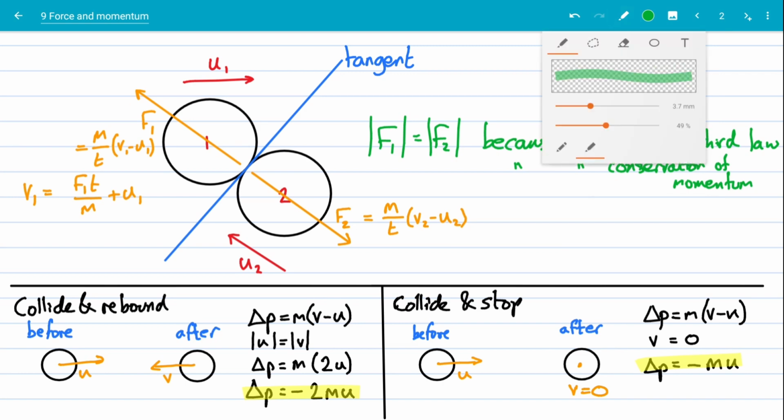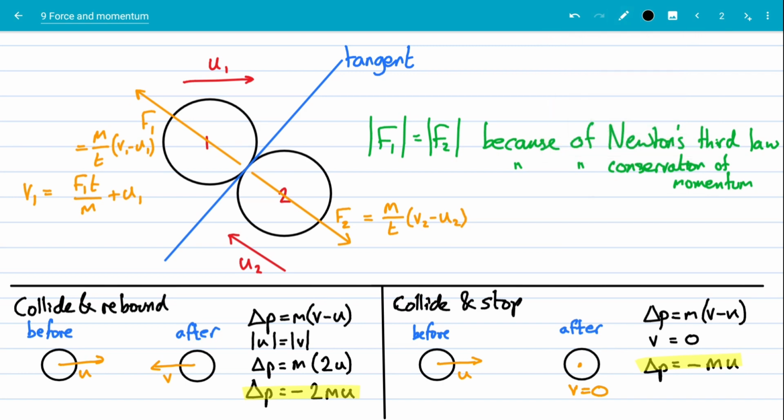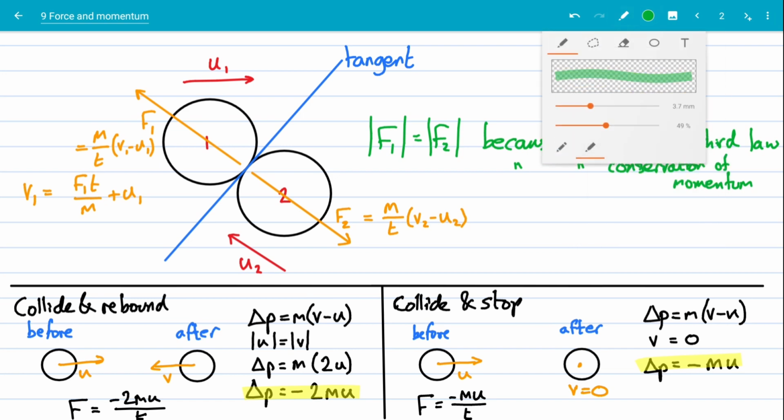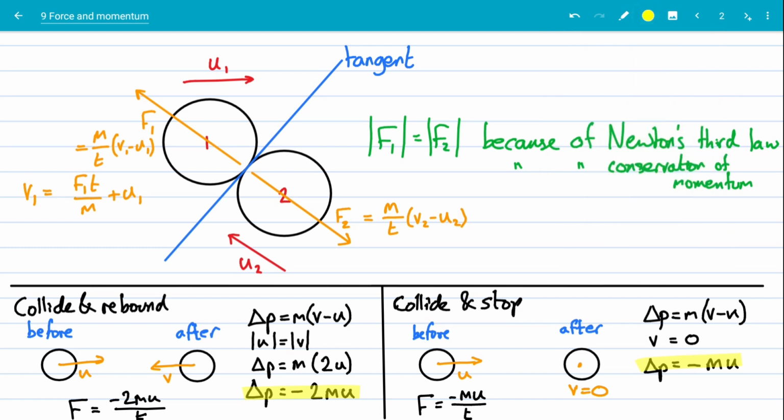So I need to somehow get that into my notes. I could say that collision force is going to be equal to minus 2mu divided by t, whereas in this case, the collision force is only equal to minus mu divided by t. So you can see it is lower if the objects stop. And that's why our crumple zones are designed so that we don't bounce back. We don't want to bounce back. We want to stop dead. So minus 1, minus 2.